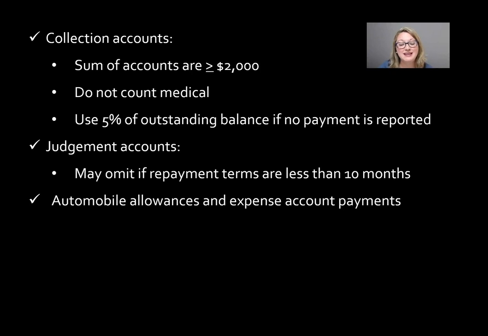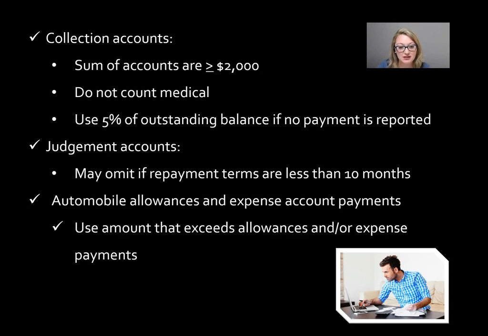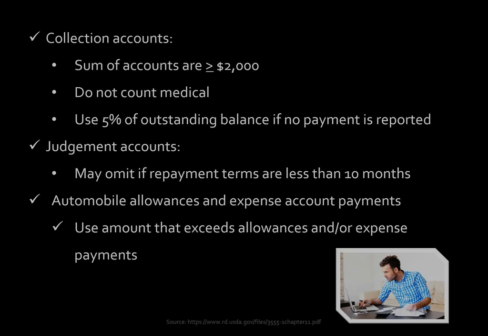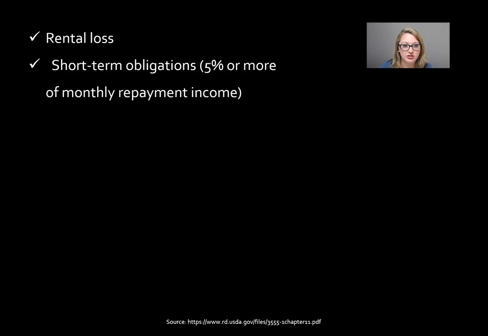Automobile allowances and expense account payments. So what you would need to use is any amount that exceeds allowances or expense payments. That's what would need to be considered a long-term obligation and go against the debt ratios. Next would be any type of rental loss that would need to be included in the debt ratios.